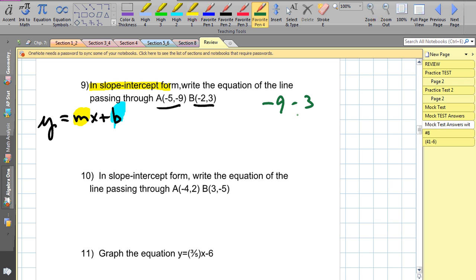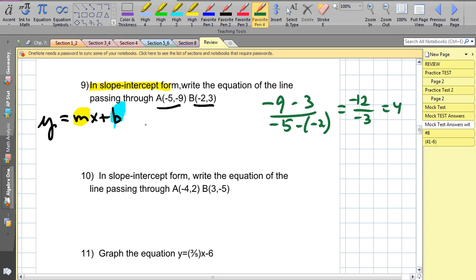Negative 9 minus 3, negative 5 minus a negative 2. Oh my God, those are the same exact points. So that was negative 12 over negative 3. That slope was 4. So I know half my answer. Half my answer is y equals 4x, and I don't know my b value.